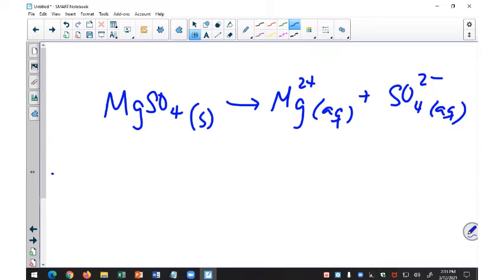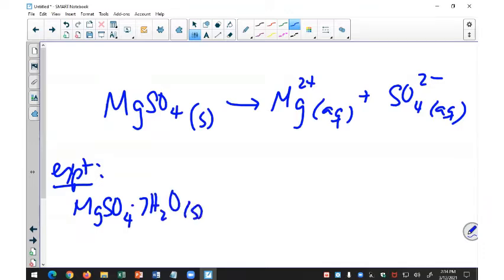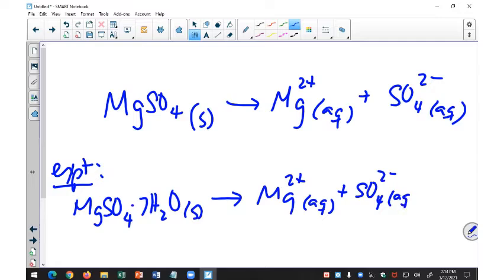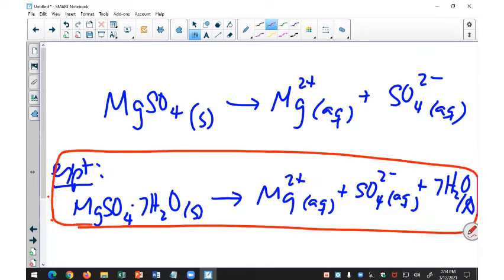Remember, for our experiment, the delta H we got from our experiment is magnesium sulfate heptahydrate gives you magnesium ions plus sulfate ions plus 7 waters. Okay, so this is the experimental value that we got. What we want to try to do is figure out if we can determine the delta H formation of this. So let's start off with just this reaction first. Just the anhydrous salt, dissolve it in water. So what would we do?